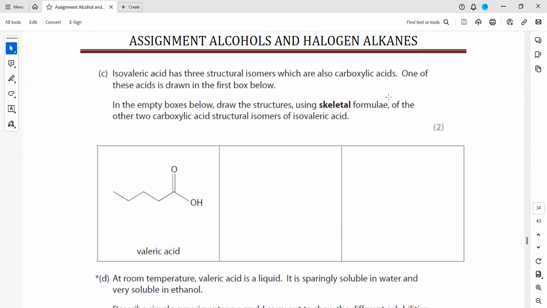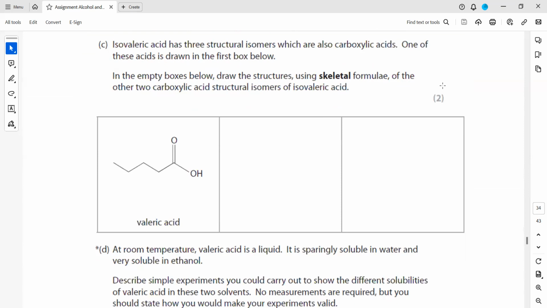Then isovaleric acid has 3 structural isomers which are also carboxylic acids. You have to draw the skeletal formula. We have to just make the 3 structures of the isovaleric acid. So we can make branches. Here we have 1, 2, 3, 4, 5 carbons. If you start with this one, OH is there, this is the carboxylic acid group. So 1, 2, 3, 4, and then we can make a branch.